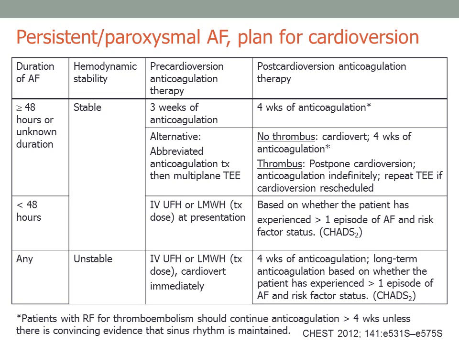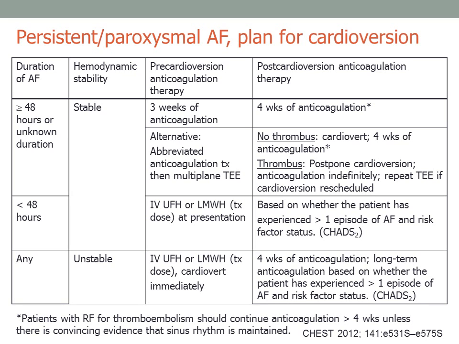Again, continue longer than 4 weeks unless there is convincing evidence that sinus rhythm is maintained. Now, for patients with known duration of AFib less than 48 hours that are hemodynamically stable, no prolonged anticoagulation is necessary. It's recommended to begin IV unfractionated heparin or weight-based therapeutic doses of low molecular weight heparin at presentation, then cardiovert. Post-cardioversion anticoagulation and long-term anticoagulation is based on whether that patient has experienced greater than 1 episode of AFib. So do they flip in and out of AFib, essentially, and then also their risk factor status.